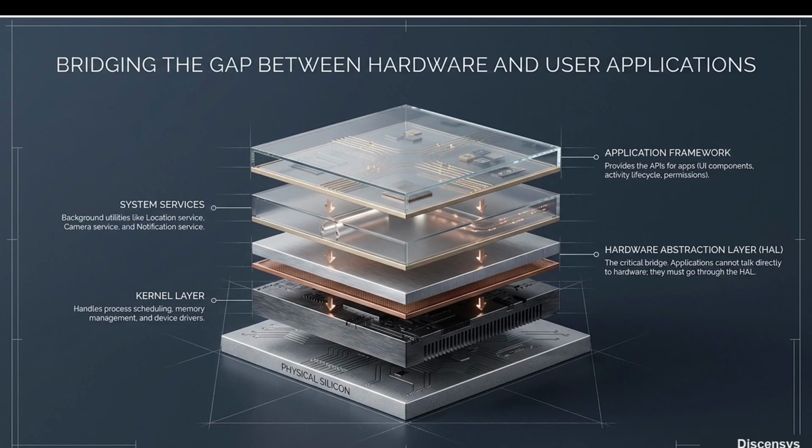Next is the application framework. It provides the APIs for apps, UI components, activity lifecycle, permissions. This is the layer which processes the various types of applications, like any games or any browser, like Brave browser or Opera which you download, YouTube, etc. All the applications run in this layer, which communicates with the bottom layers, which are handled by the operating system.